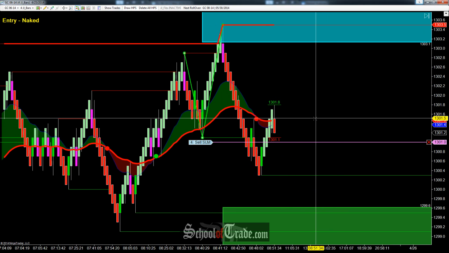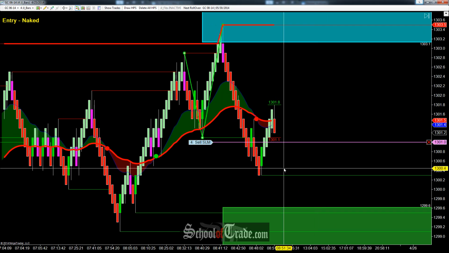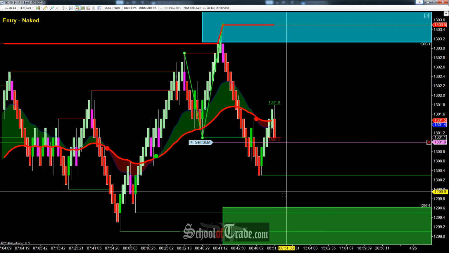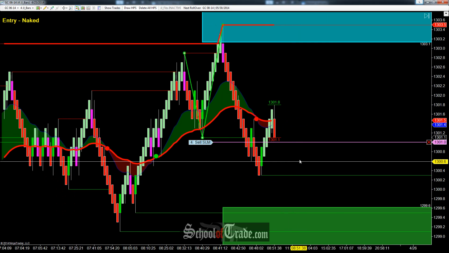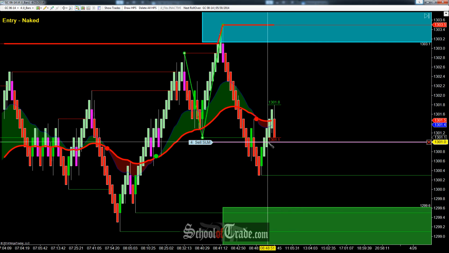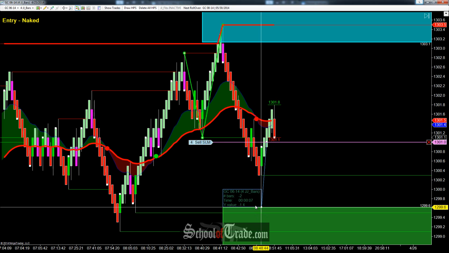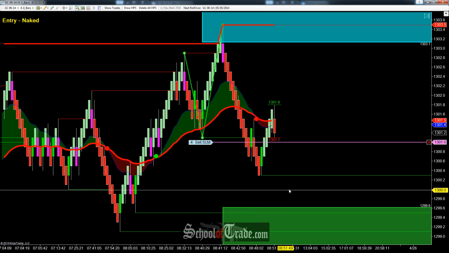So we're looking at taking 4 contracts short here at 1301, 2 contracts off at plus 10, and then the other 2 off at the support area here at 1299.6. So that's 99.6 to 1. That's about 14. What is that? 14 ticks? Measure from the high there. Yeah, so 14 ticks on the second 2.